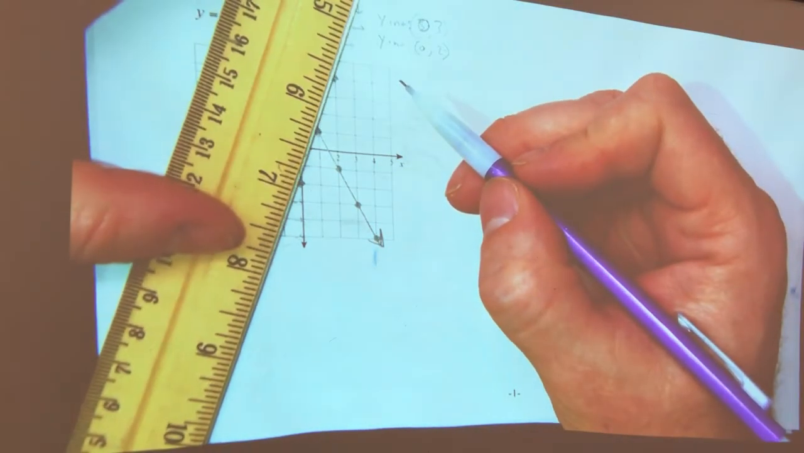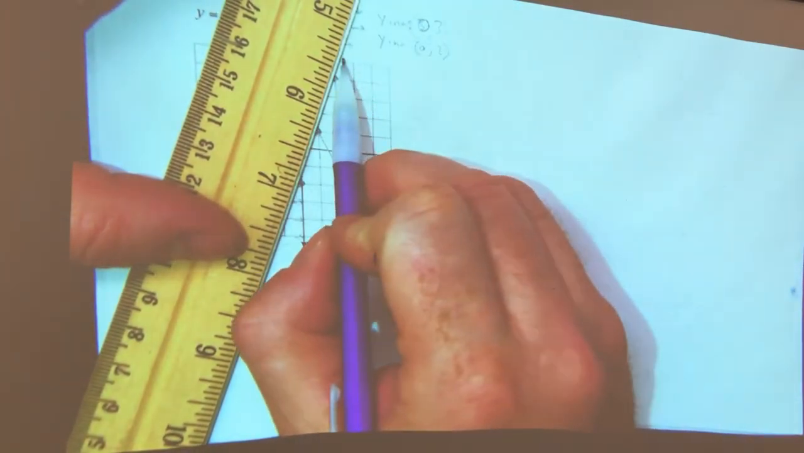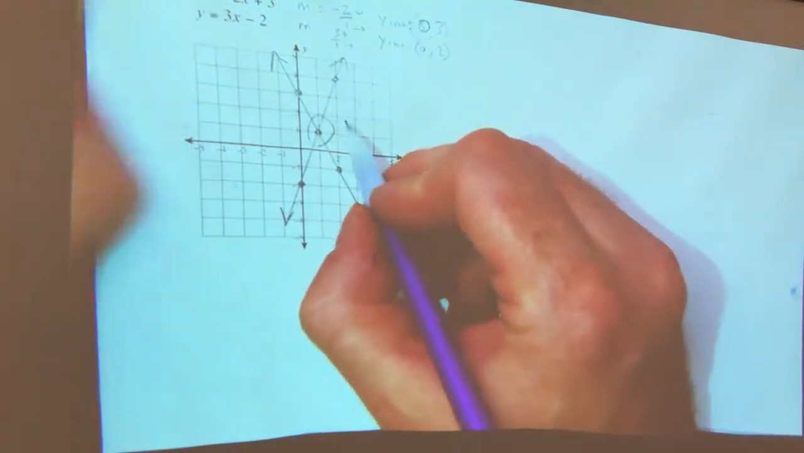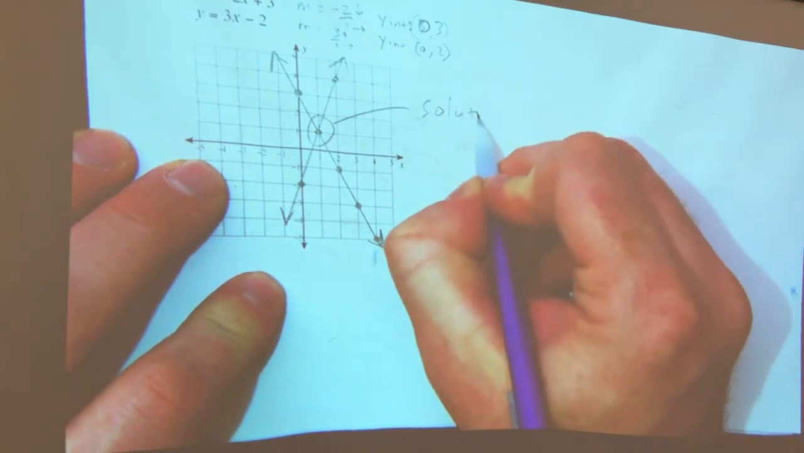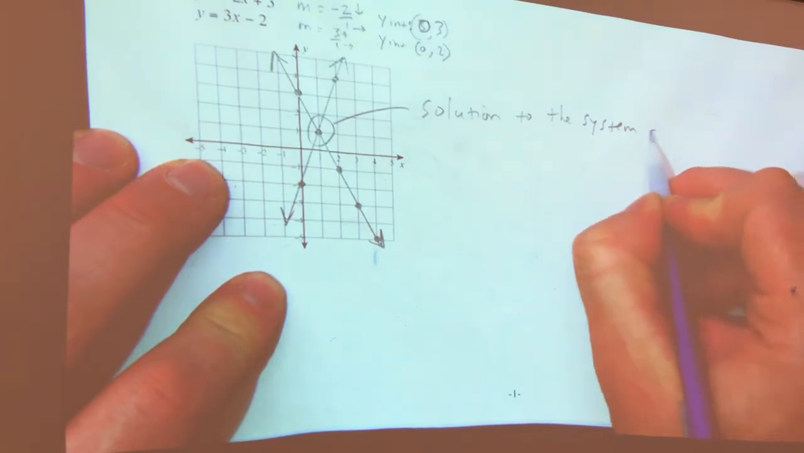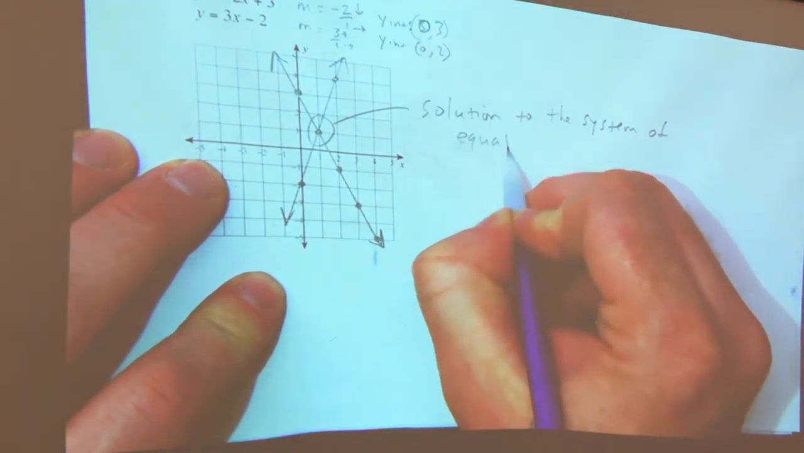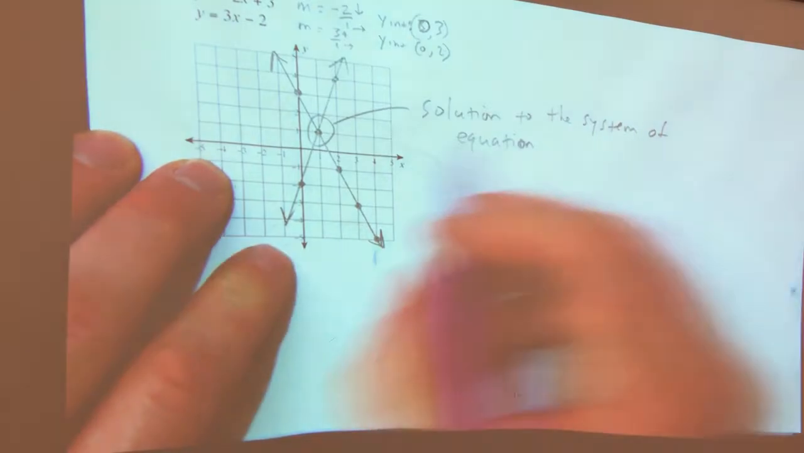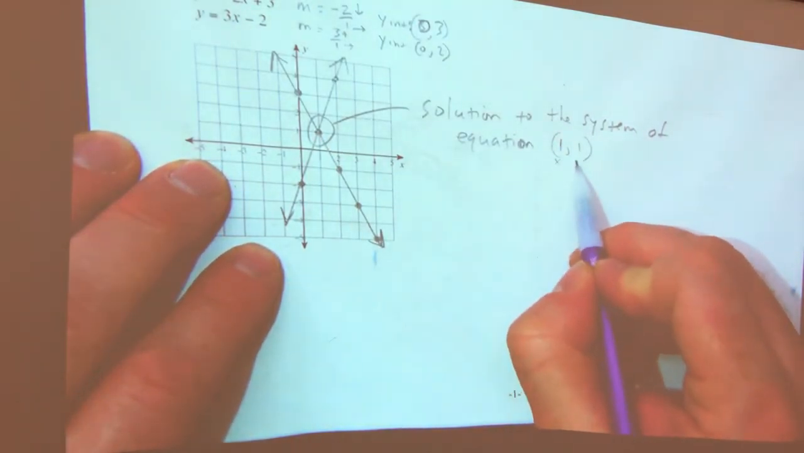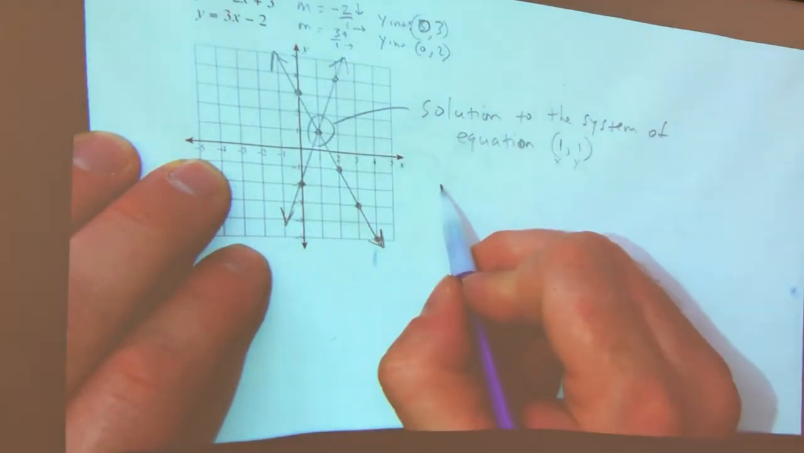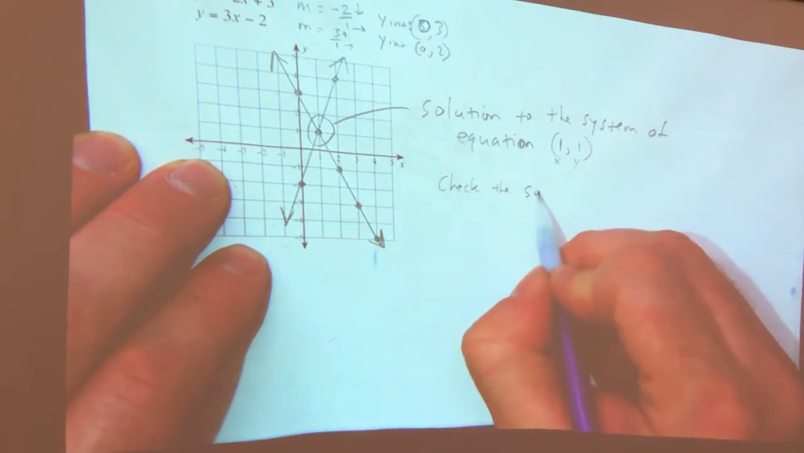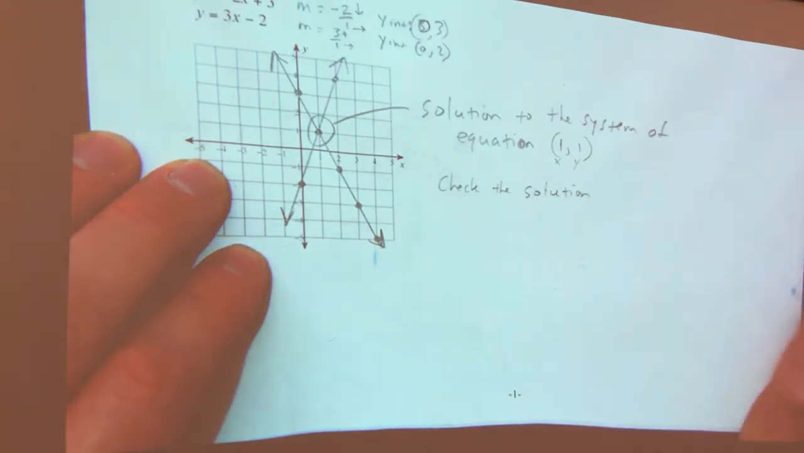So we can see that this point is our solution. This is the solution to the system of equations, meaning the two equations, the solution to both. So this is the point (1, 1). So what that means is x of 1 and y of 1 makes both equations true. So let's check the solution.